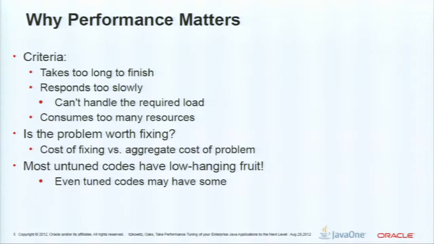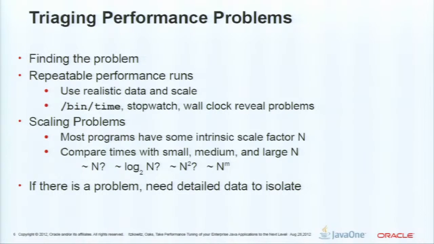One interesting thing that I've observed is that most untuned codes have what I like to call low-hanging fruit. That is some real silly way of writing something that is very expensive and needlessly so. And even some tuned codes can have low-hanging fruit. Depends on how you look. So once you decide there's a problem, you have to find it and you have to triage it.